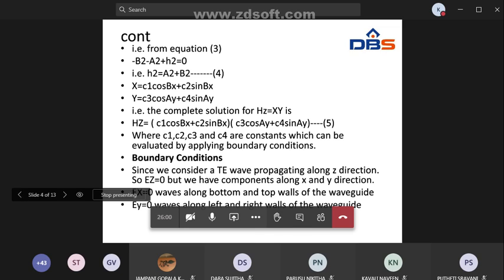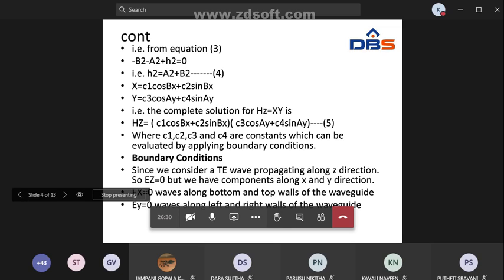The remaining equation, this part is same for both TE mode and TM mode, right? So the only difference is, in TM mode, Ez equal to C1 cos Bx plus C2 sin Bx and so on. But in TE mode, it is Hz equal to C1 cos Bx plus C2 sin Bx and so on. Clear? So apply the boundary conditions.